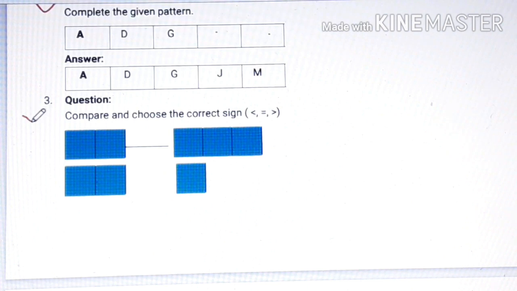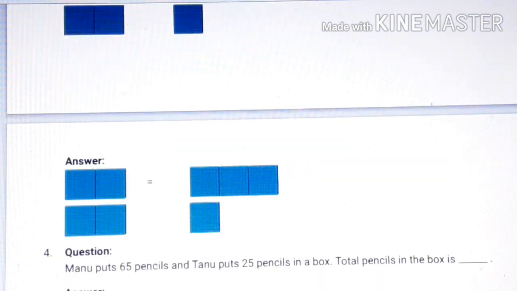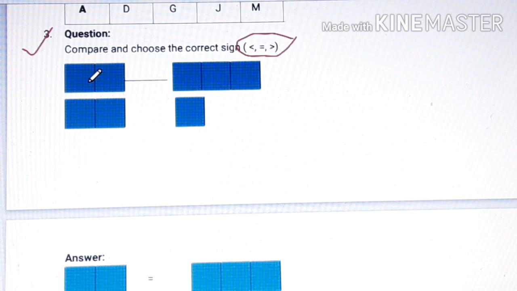Next, number 3, compare and choose the correct sign. You can see here are 3 comparison signs, children, used to compare two things: greater than, smaller than and equal to. So children, you have to count, you know this, it is hundreds, right? So 100, 100, 100, 100. There are 4 hundreds, right? 4 hundreds means 400. Now here it is 100, 100, 100, 100. So again it is 400. So both are the same. So what sign will come, children? Equal to sign will come.